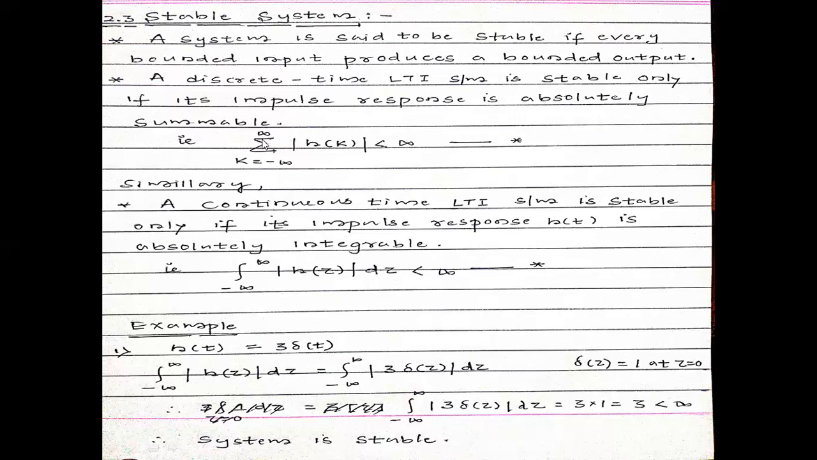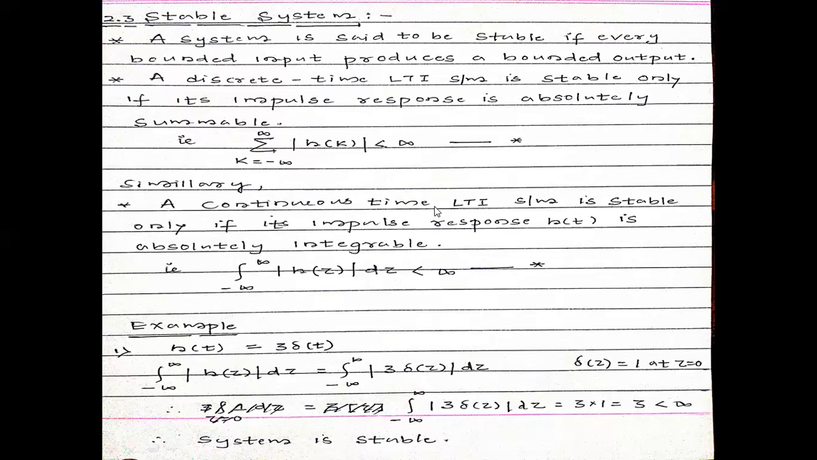That is summation k equal to minus infinity to plus infinity, magnitude of h of k, absolute value of h of k, right? So if I substitute k equal to minus infinity, h of minus infinity, h of minus 5, h of minus 4, h of minus 1, h of 0 plus h of 1, h of 2. If you add all these values, you should get a finite value, which is less than infinity.